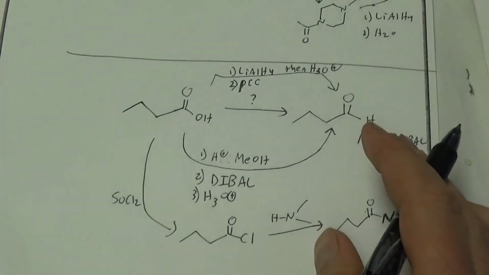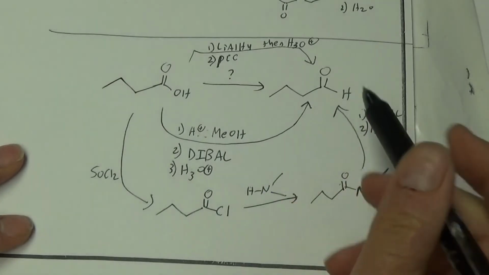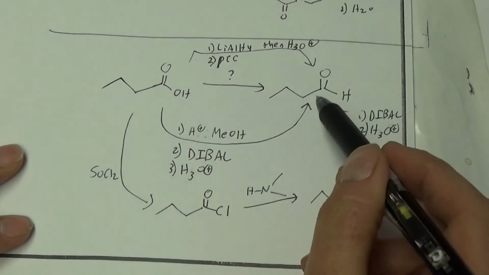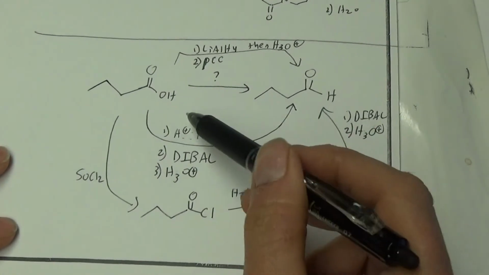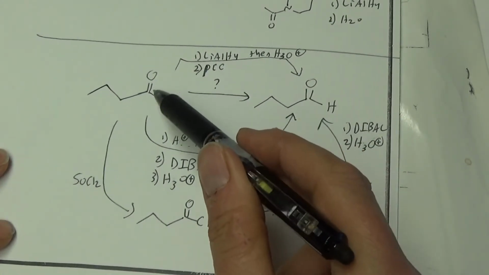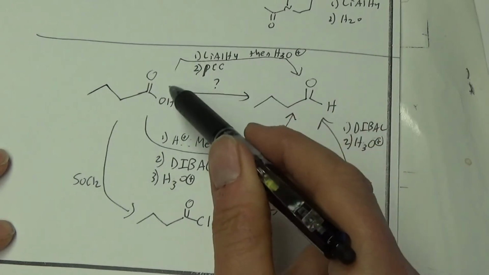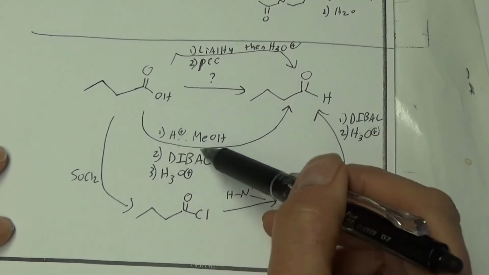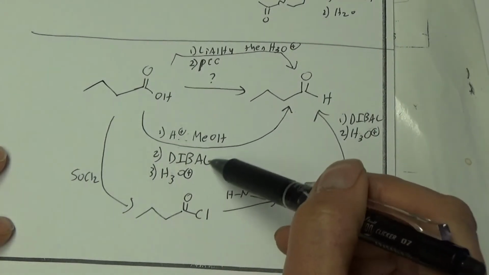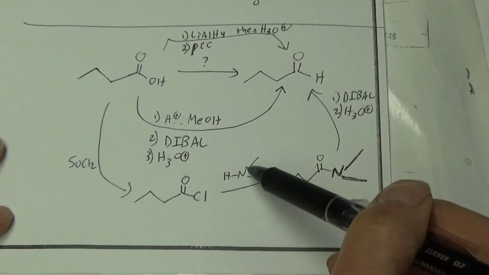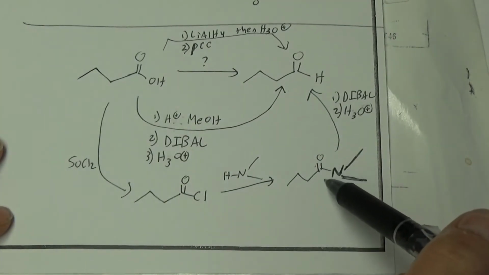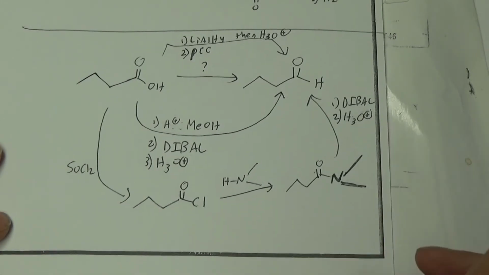So that just shows a way we can convert a carboxylic acid to an aldehyde through a couple different indirect methods: either full reduction, partial oxidation, make an ester, and then do a partial reduction of the ester to an aldehyde, or you can make an acid chloride, make an amide, and then do a partial reduction of the amide using DIBAL. All right, cool.